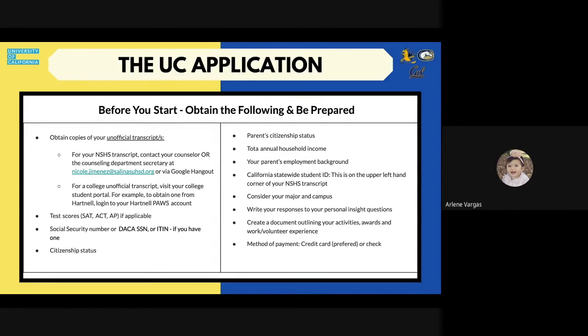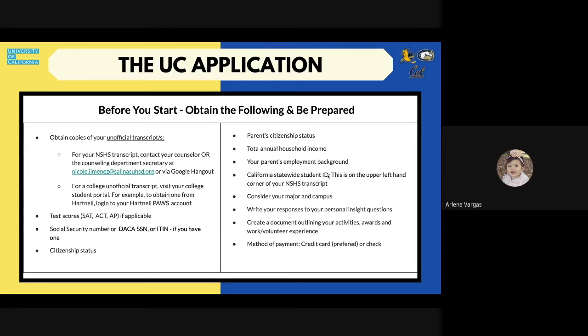It's important to know your citizenship status, your parents' citizenship status, total annual income for your household, your parents' employment background, the California statewide student ID, and this is in the upper left-hand corner of your North Salinas High School transcript, and you will see the acronym, and I'll make sure to post the acronym here so that you can find that easily. We also want to make sure that you consider your majors and campuses before you get started, so do all of that campus major exploration prior to starting your application.